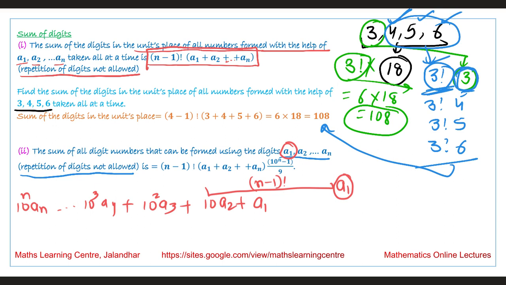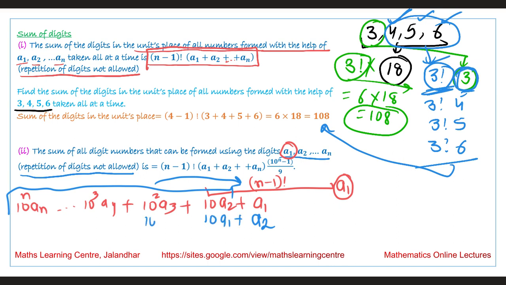Next, suppose we talk about the numbers which end with A2. These digits can be interchanged in (n minus 1) factorial ways. Then we are talking about A2, so it is 10 times A1, 10 squared times A3, 10 cubed times A4, and so on up to 10 raised to the power n minus 1 times An. Likewise, we will continue.